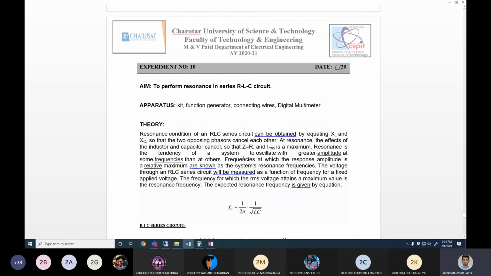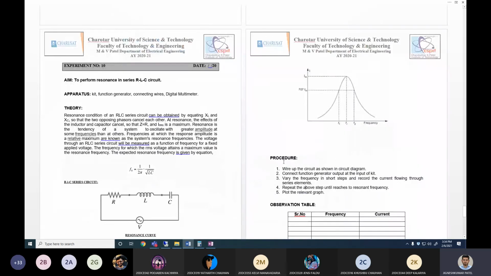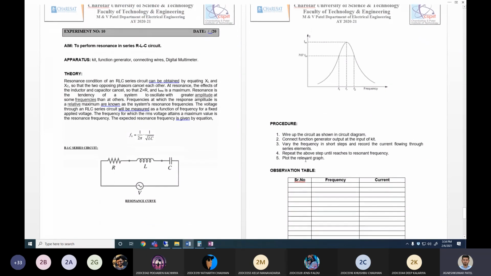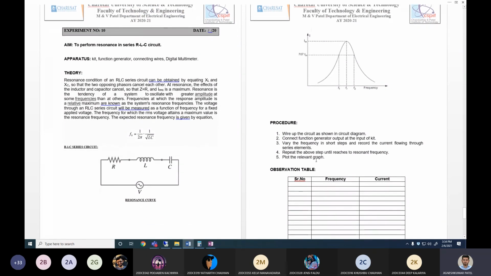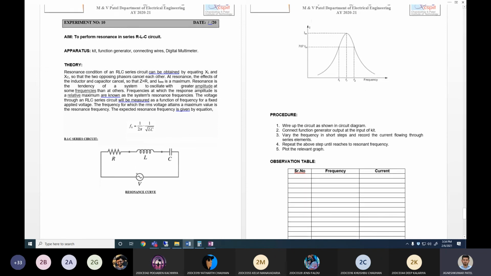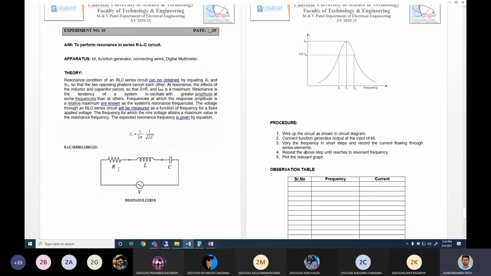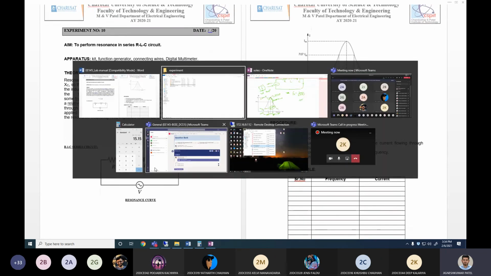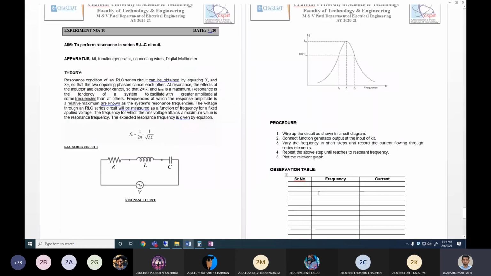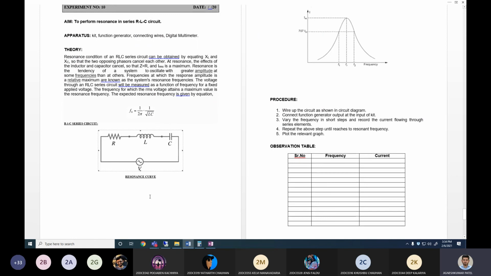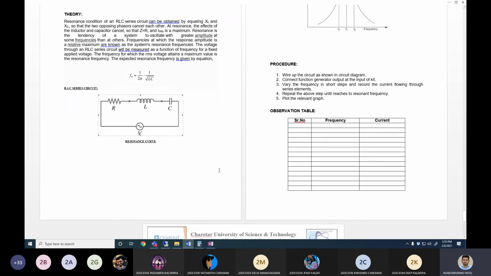If you have any doubts in this experiment, then please let me know. You have to write down the values of R, L, and C. I'll share the values along with this table. When I share this, I'll share these values as well, because you might not have written them, so I'll do that.